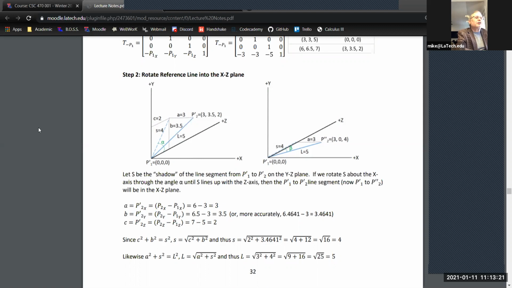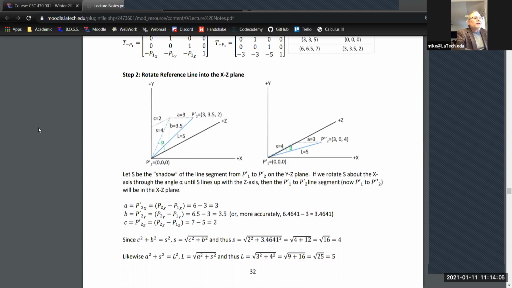So if you had a light shining directly from plus X, so the light source is in plus X and it's far, far away, so all the rays are parallel, shining towards our line segment, P1 prime to P2 prime, that line segment will cast a shadow on the YZ plane, and that shadow is S. That shadow is S.